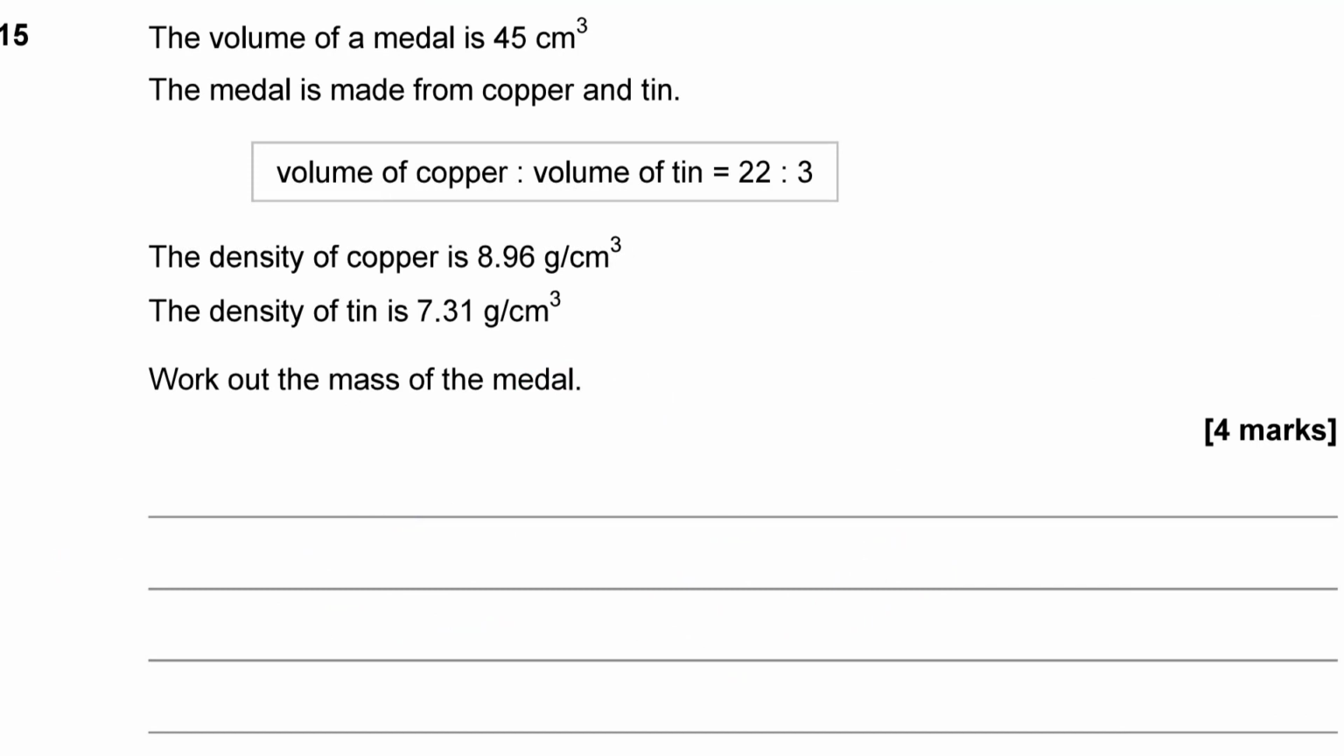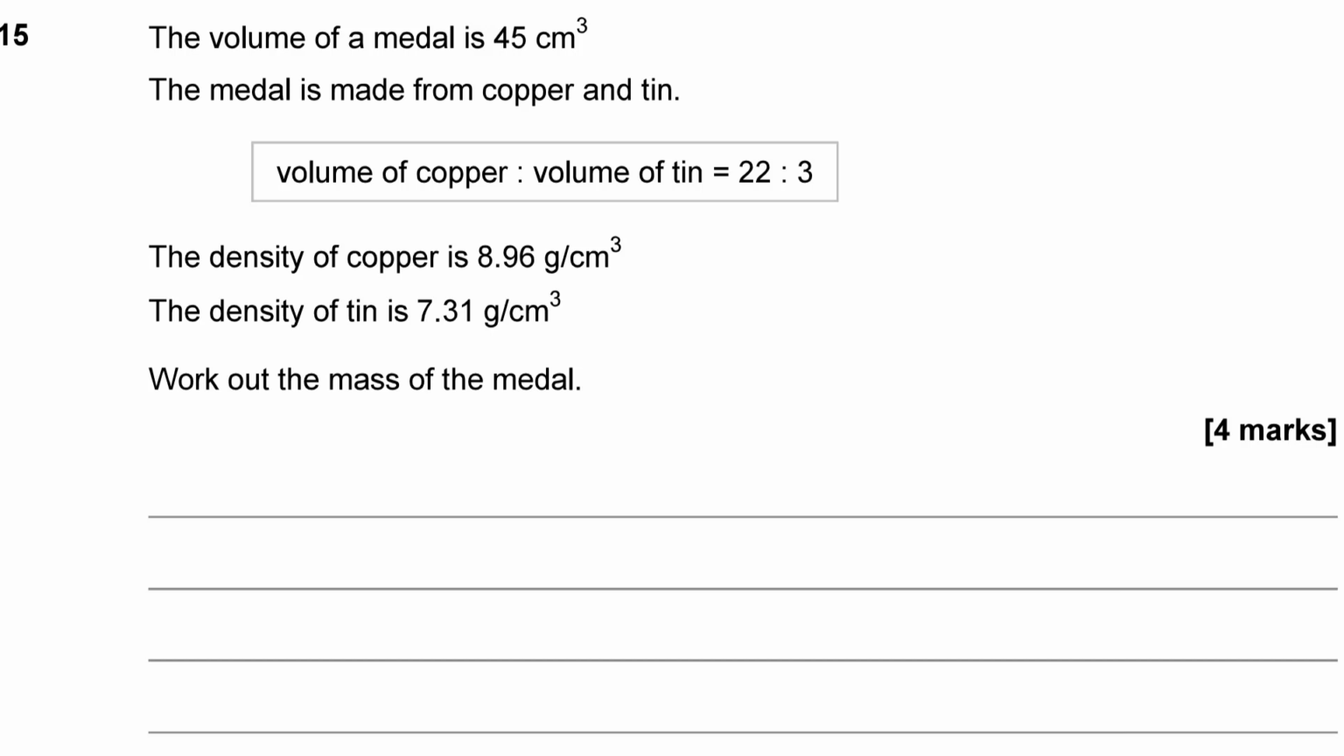Question 15. The volume of a medal is 45 cubic centimeters. The medal is made from copper and tin, and the volume of copper to the volume of tin is in the ratio of 22 to 3. The density of the copper is 8.96 grams per cubic centimeter, and the density of the tin is 7.31 grams per cubic centimeter. Work out the mass of the medal. Ooh, okay, this is an interesting problem.